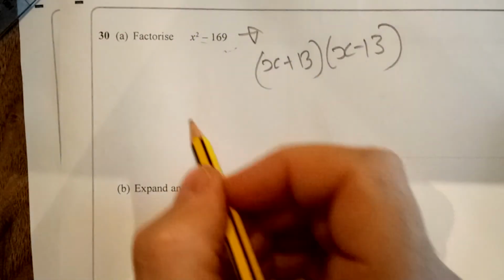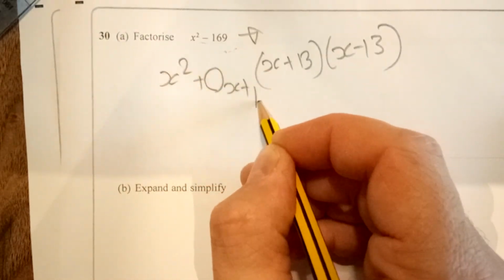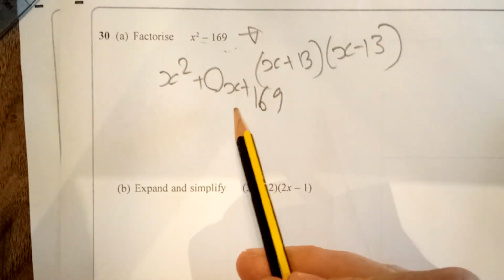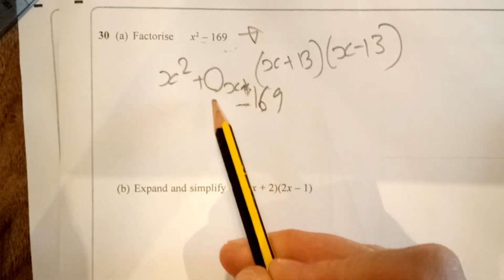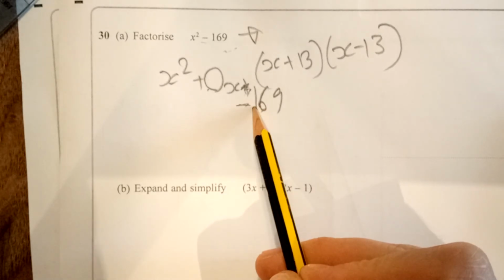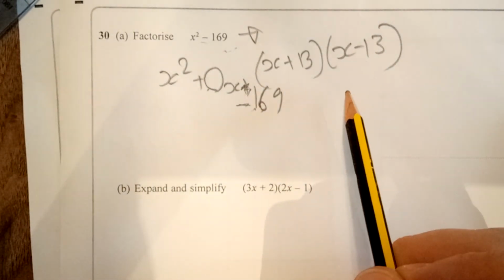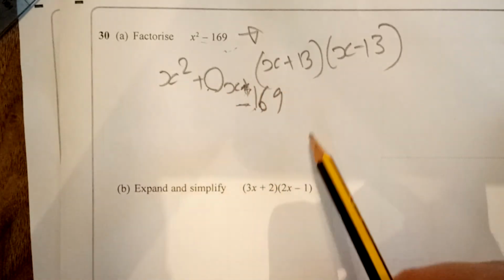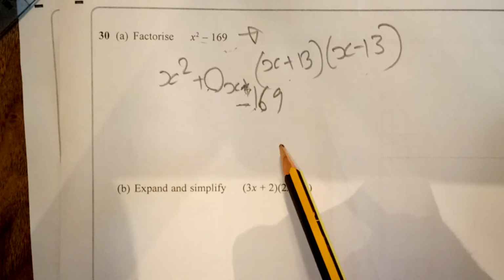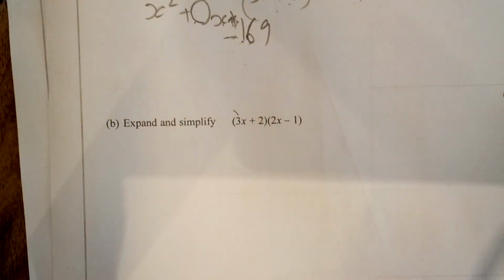But another way you want to think about it, if I do x squared plus 0x minus 169, I now want two numbers that add to give you 0, but multiply to give you negative 169. I'm not going to list them all out because there's quite a lot of them, but 1 times minus 169 doesn't work, and you go all the way down till you get a plus 13 and a minus 13. Because these add to give you 0, but these multiply to give you negative 169.